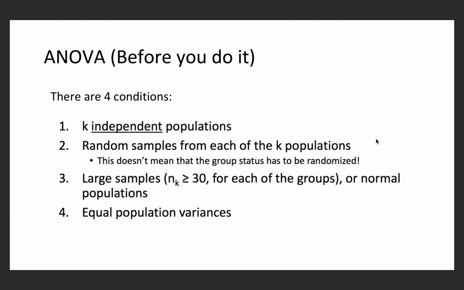The third one is large samples, greater than 30, or a normal population. And the last one is equal population variance. So sometimes these are assumptions and this is a condition, right? But if you are asked for conditions, you say all of them.